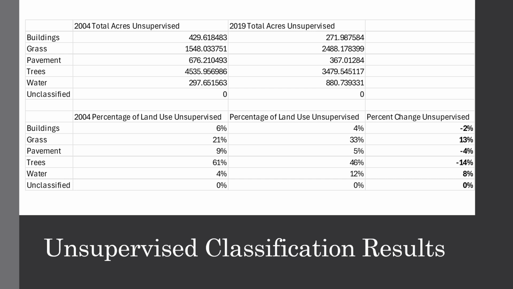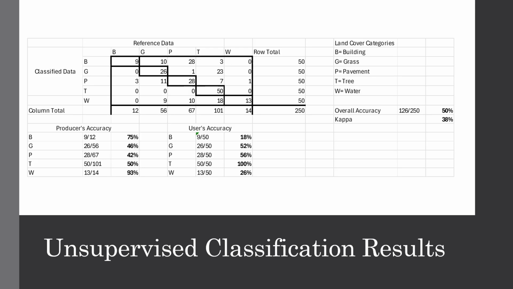The results show a reduction in buildings, pavement, and trees, with an increase in water and grass. Some of these results make sense, including the increase in grass for cleared lots and the decrease in forest for new development. However, the impervious surfaces and water reduction doesn't seem quite right. The accuracy assessment supports the fact that the land use classes were not entirely correct.